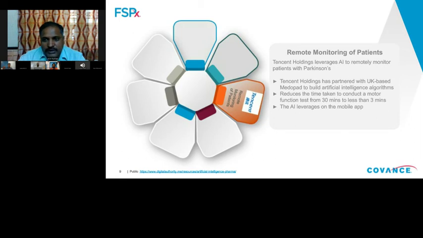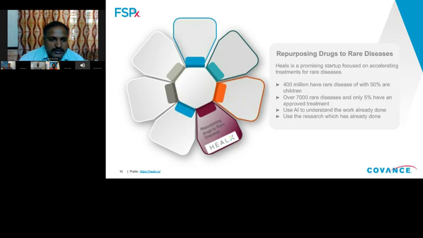So next we have Helix, another startup company in Cambridge. They are working on repurposing drugs for rare diseases. As we know, rare diseases are becoming more and more common now, and there are around 400 million people affected with these diseases, and close to 50% of these are children. And there are many rare diseases. It is approximated we have 7,000 rare diseases, and only 5% of them have treatment.